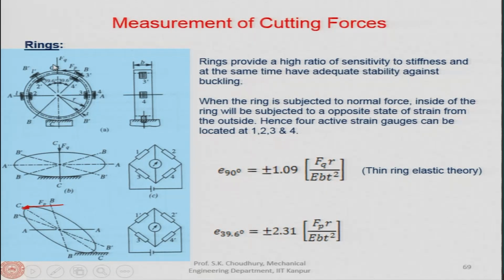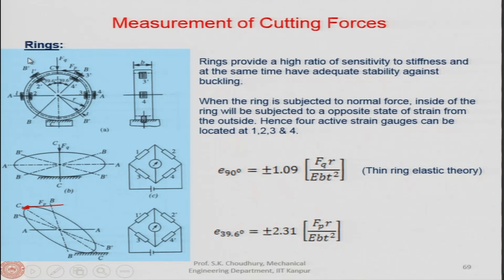This is the normal force, or the thrust force, as I said, and E is the modulus of the material of the ring. B and T: B is the width and T is the thickness of the ring, and R is the distance from the center to the pitch circle. Pitch circle is the mean circle. This R is half of the diameter of the ring, where the diameter is neither outer nor inner, but up to the pitch circle. That is how the thin ring elastic theory suggests.